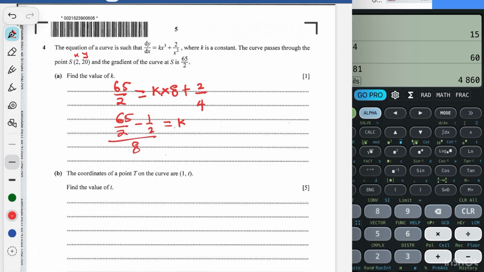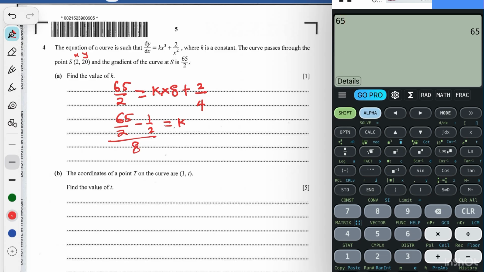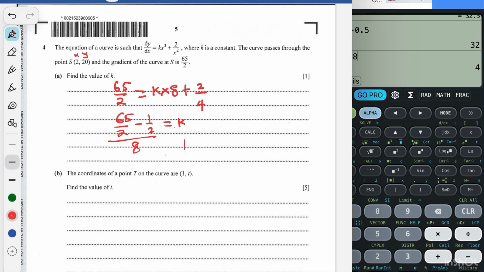So let's see. 65 divided by 2 minus 0.5, divided by 8. Okay, so k is 4. So that is my answer to that.